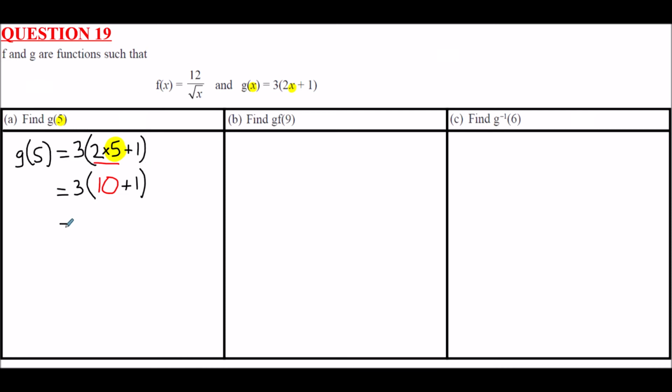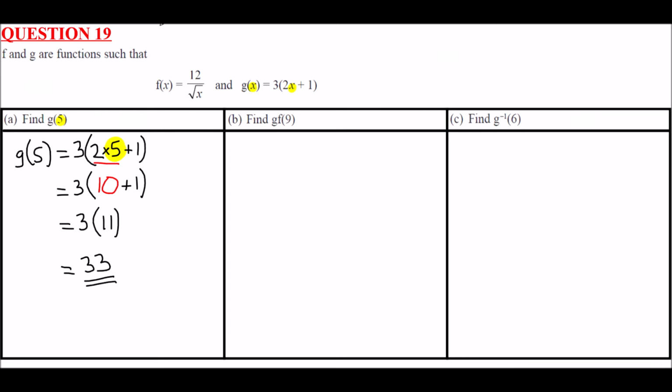So we still need to work out the brackets. We now can. 10 plus 1 is 11. So this becomes 3 times 11, which is 33. So g of 5 is 33.